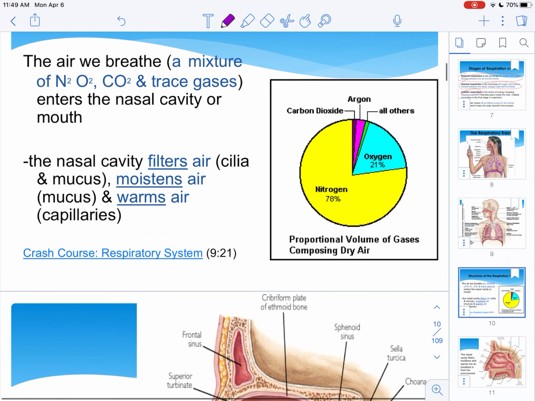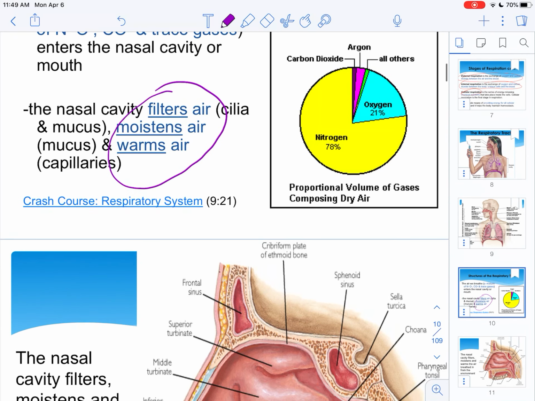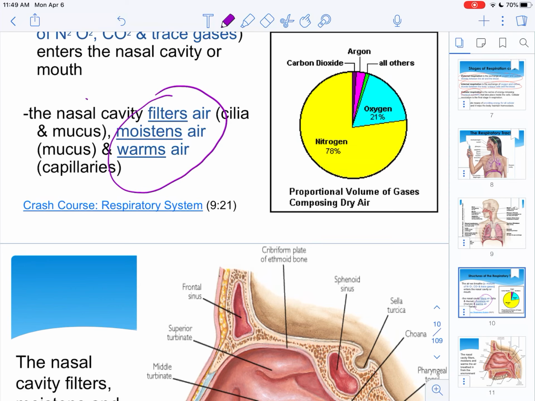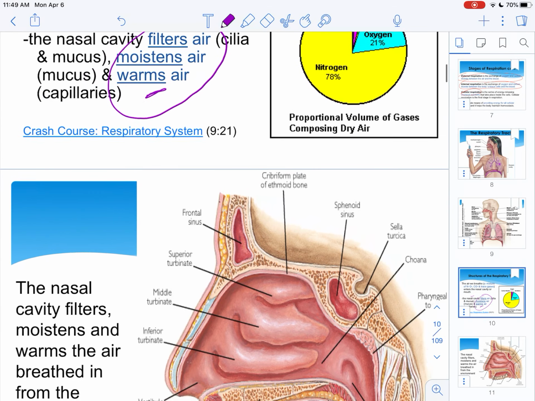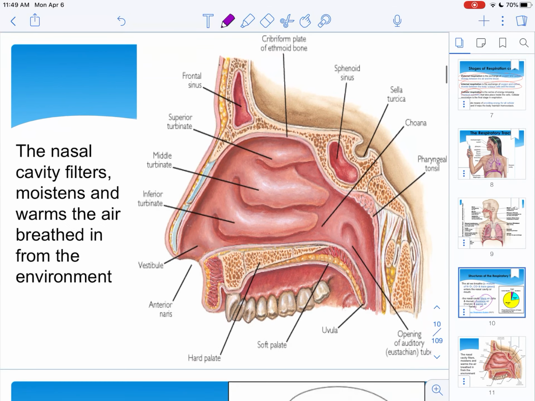The big job of the nose and nasal cavity is three things: it filters the air, basically cleans it with cilia and mucus that stick on any dust particles, it moistens the air, and it warms the air. So it is preferred to use your nasal cavity to breathe in versus your mouth, which might warm the air but not do the other two things. So it is preferred that you're breathing through your nose if you can.